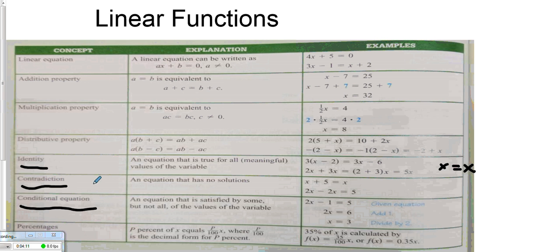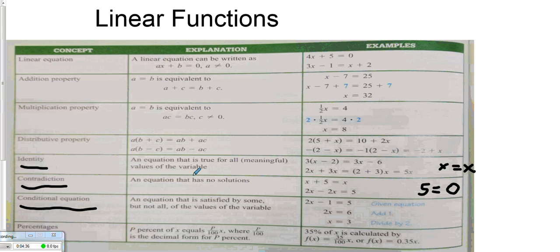A contradiction, on the other hand, is a different kind of equation. It's an equation that has no solution. So notice, if we have x plus 5 equals x, well, there's no such number that if you add 5 to it, it'll come back to that number. If we were to subtract x from both sides, we would have 5 equals 0. And that's definitely not true.